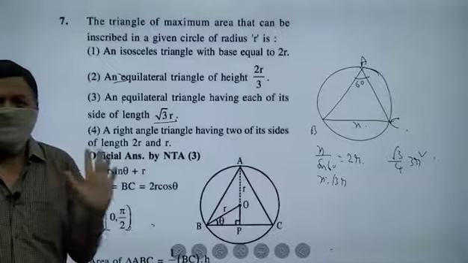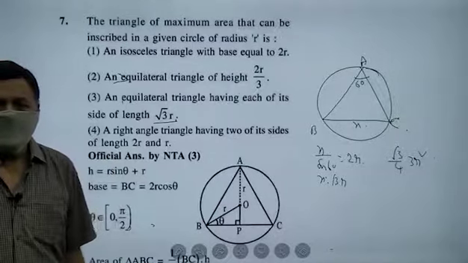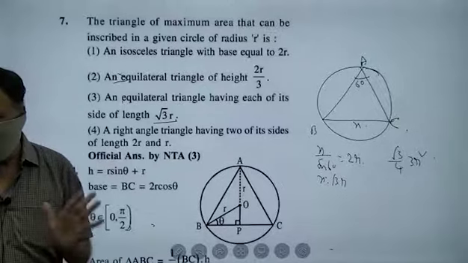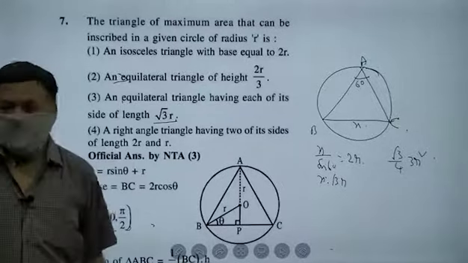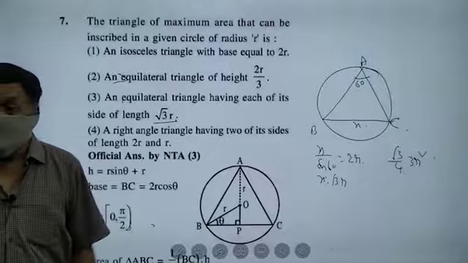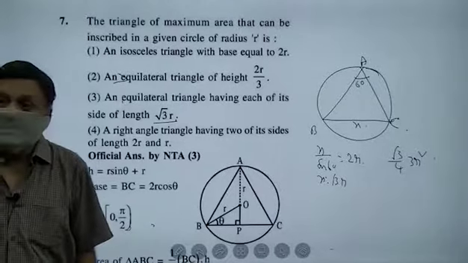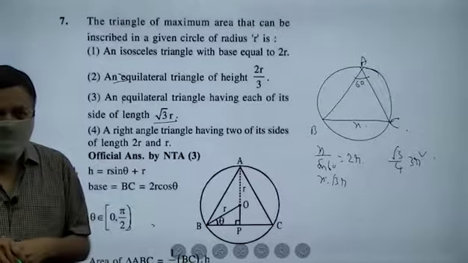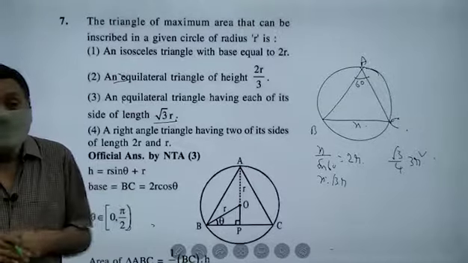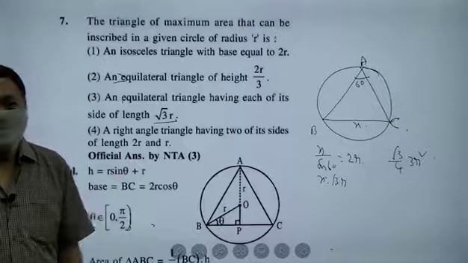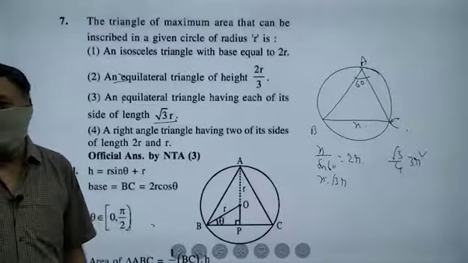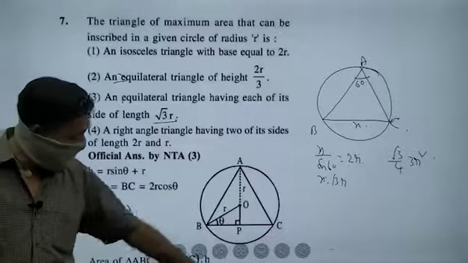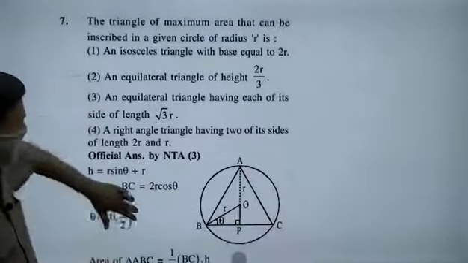You should remember this statement. Of all the triangles inscribed in a given circle, equilateral triangle will have maximum area. Side length you can calculate like that. Equilateral triangle also will have what? Least perimeter. Of all triangles inscribed in a given circle, which triangle will have least perimeter? Equilateral triangle. Greatest area is what? Equilateral triangle. Right? You write down that statement once, and complete this problem.